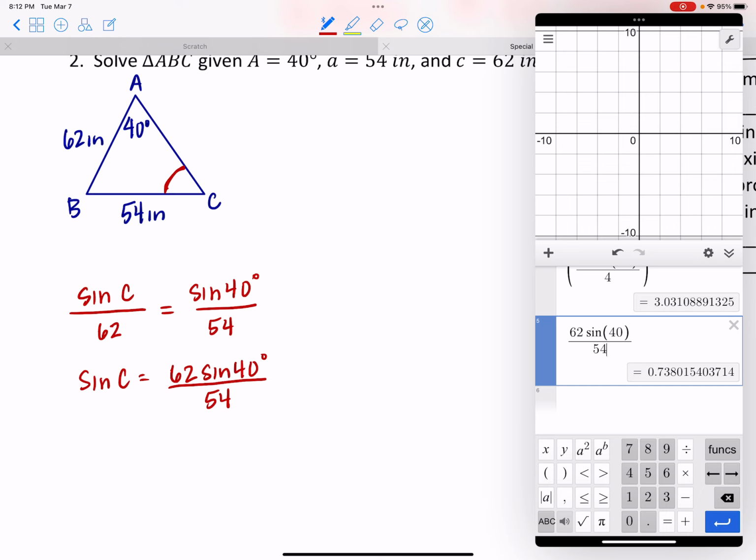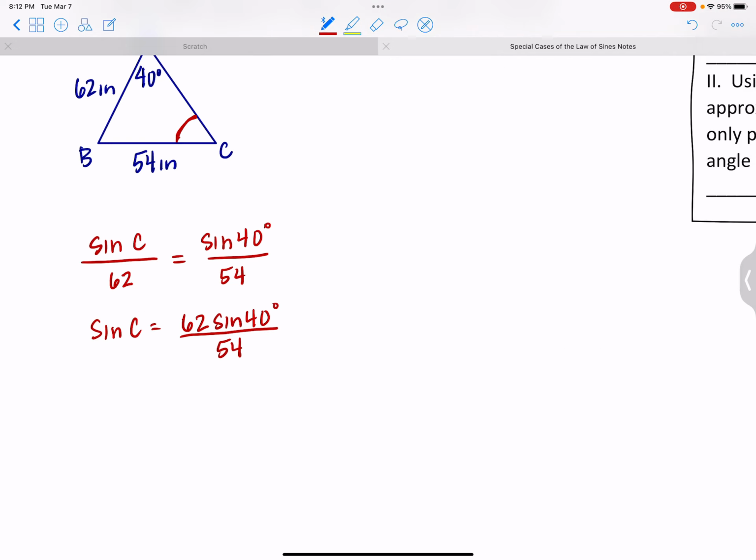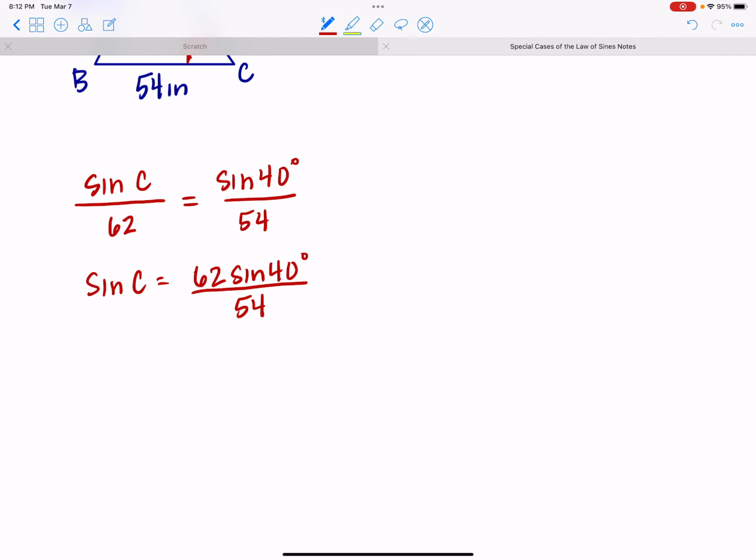So this is not going to be an impossible situation. It's possible, but something different is going to happen. As we continue this, if I wanted to solve for C, I have to undo the sine, and I do that with inverse sine. So C is going to be found with our calculator by taking the inverse sine of this ratio, 62 sine of 40 again over 54. And then we're going to get an approximation for C.